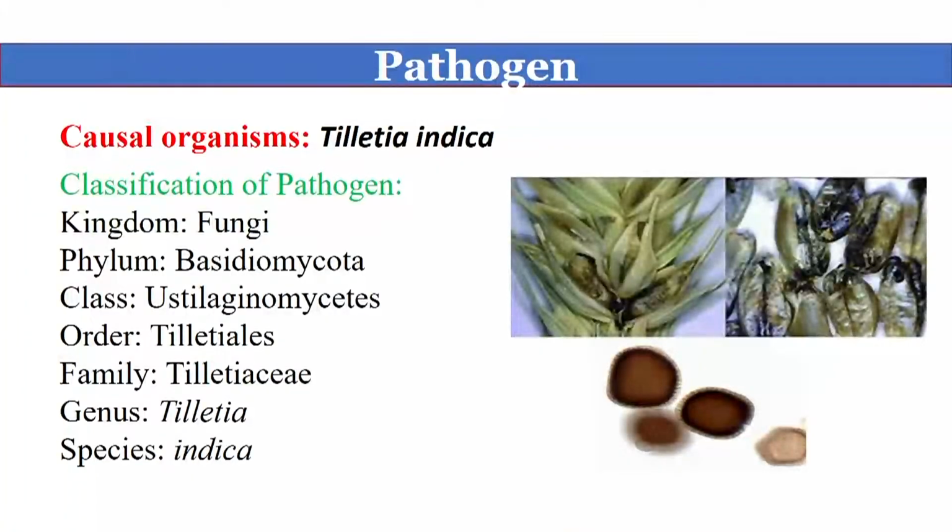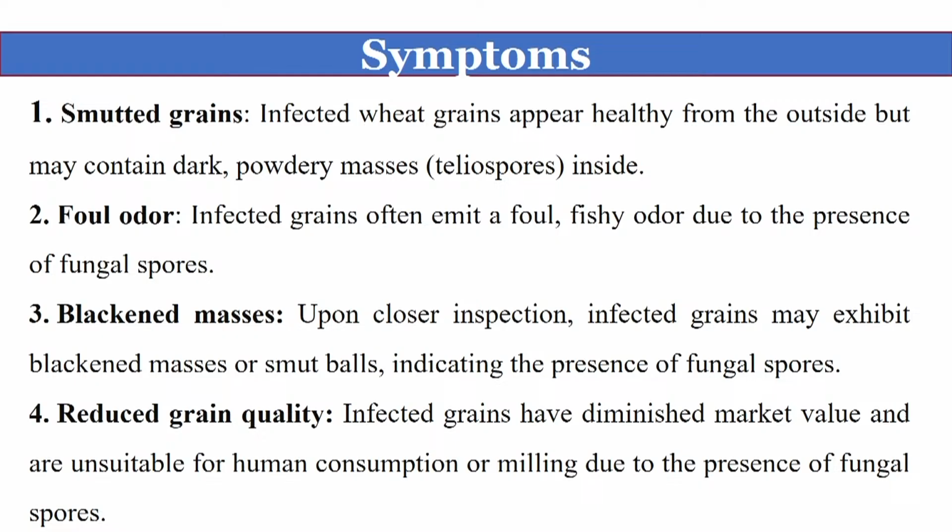And the pathogen is Tilletia indica. It is a fungal pathogen, and the phylum is Basidiomycota. From the symptoms point of view, infected wheat grains appear healthy from the outside, but may contain dark powdery masses inside, and infected grains often emit a foul or fishy odor due to the presence of fungal spores. Upon closer inspection you may find blackened masses or smut balls, indicating the presence of fungal spores, and infected grains have reduced market value and are unsuitable for human consumption.